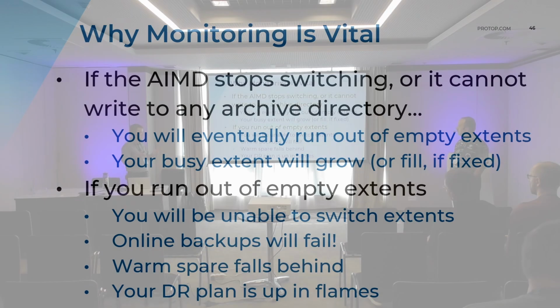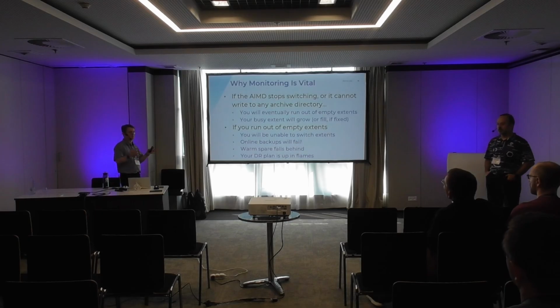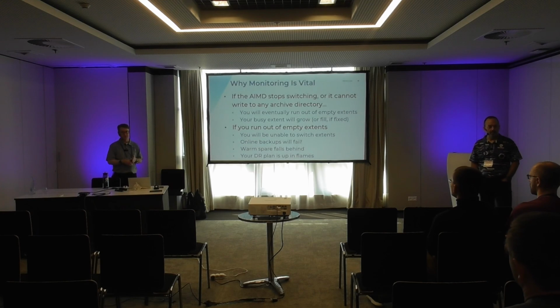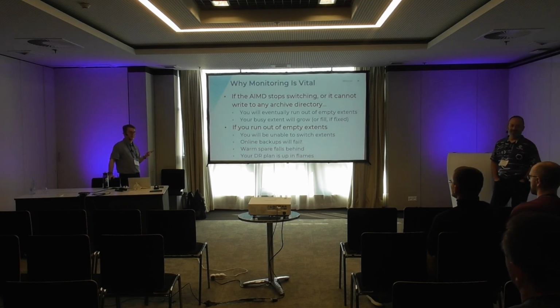Okay, so back to what I was saying earlier about how critical it is to monitor. If you run out of empty extents, that's a bad thing. One of two things will happen. If you're using variable length extents, so at this point you've got all full extents and the last one is busy, it'll keep writing to the busy one as long as it can. Now, how long that is depends on A, your transaction volume, B, whether you have large file support enabled or not. If you don't, your maximum extent size is 2 gigs.